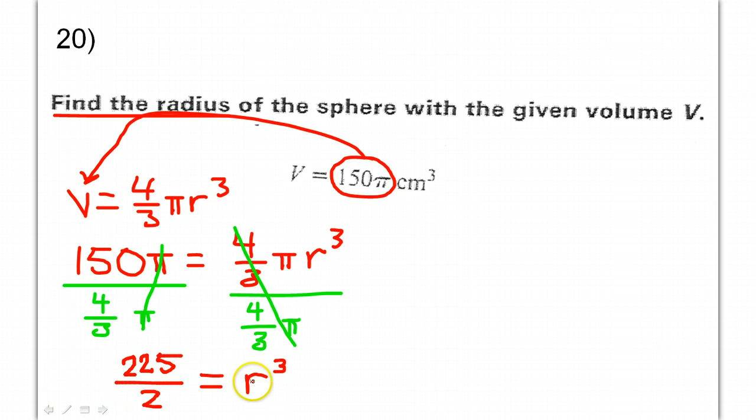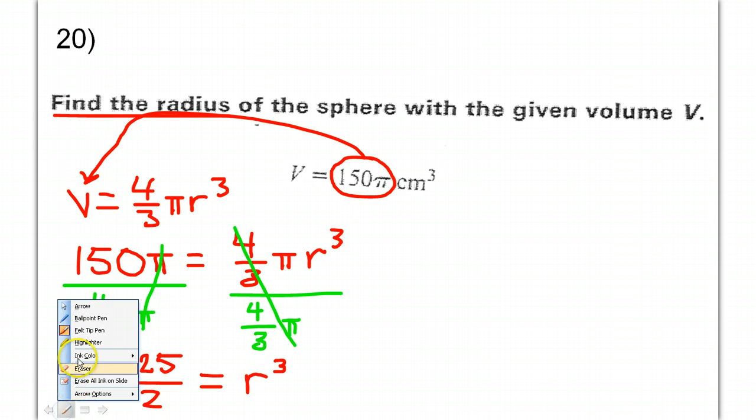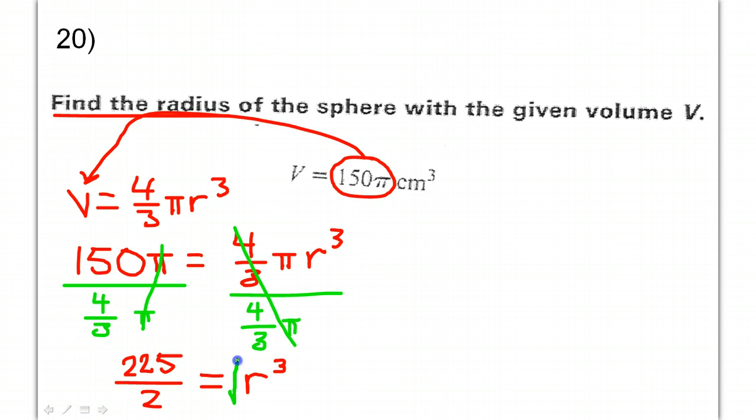So if I want the radius, it's time to take the cube root of both sides. Because if I want to uncube things, I need to do the cube root, like so. So I'm doing the cube root of 225/2. That's what I'm about to do. So let's see what happens.